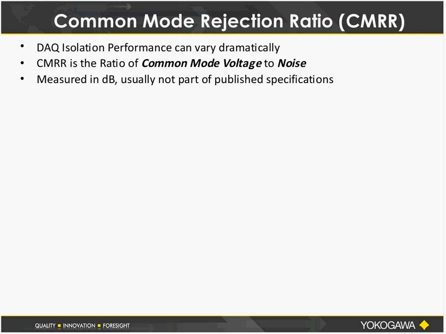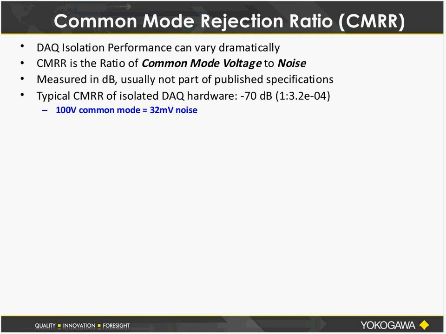Unfortunately, most of the time that CMRR spec is not part of the standard specifications which are published by the vendor. But believe me, if you ask, those specifications will be made available. So if isolation is an important part of your instrument, if you believe that you are dealing with common modes, then please make it a priority to understand the CMRR performance of your instrument. Let me give you some examples: the typical CMRR of an isolated data acquisition system would be around 70 decibels, or the ratio is 1 to 3.2 to the negative 4th.